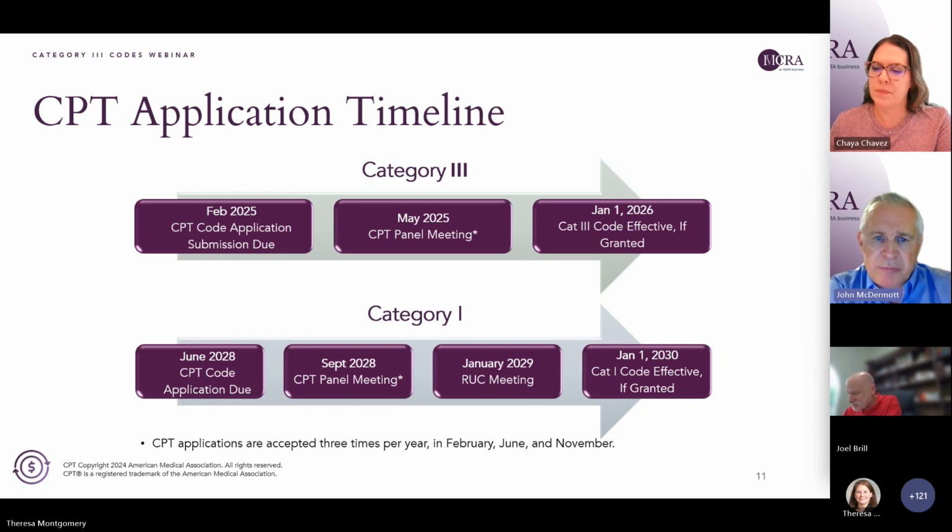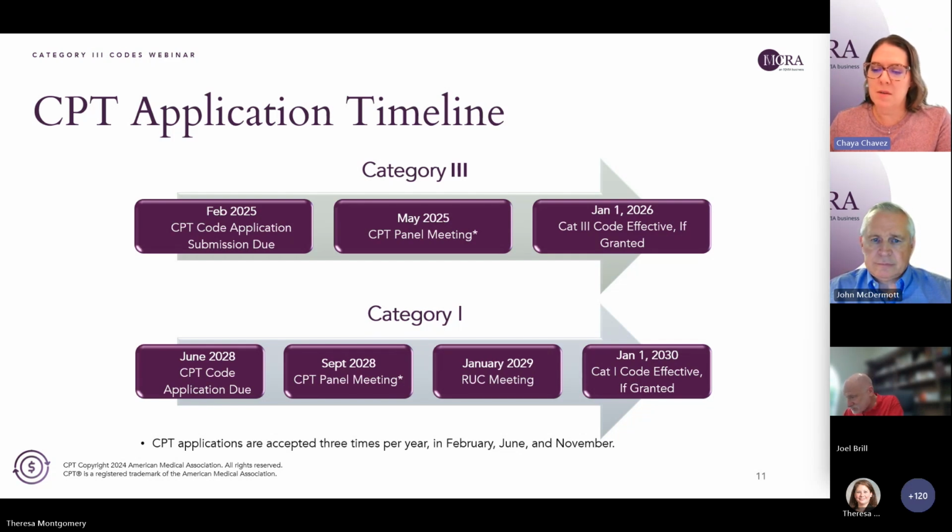And then there's a panel meeting in May. I know Chaya and Dr. Brill often attend the panel meeting. Chaya, why don't you give us your perspectives? What happens at the panel meeting? Yeah, it's a really interesting meeting where several hundred people get together and talk about codes all day. It sounds kind of nerdy, but those of us that go really enjoy it and find it fascinating. But really, it's a lot of discussion about the code applications.